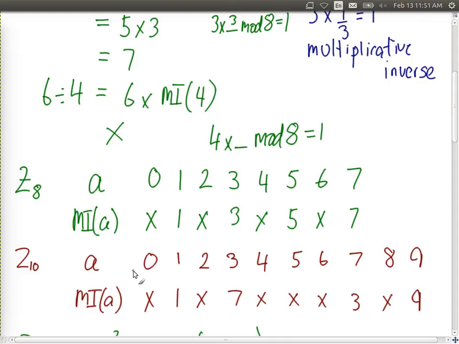For Z10, for example, 2 and 10, the greatest common divisor is 2. Therefore, 2 and 10 are not relatively prime. Therefore, 2 does not have a multiplicative inverse. For a number to have a multiplicative inverse, that number must be relatively prime with the modulus n. 3 and 10 are relatively prime. 7 and 10 are relatively prime. 9 and 10 are relatively prime, so they have multiplicative inverses. So if we want to have a number that has a multiplicative inverse, then we choose a number that is relatively prime with a modulus n. And that will become useful later when we use this in our security mechanisms.